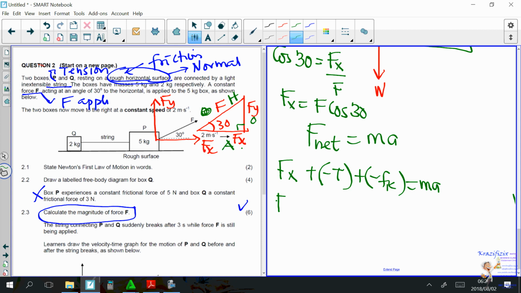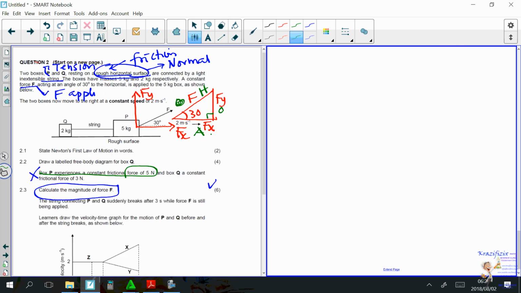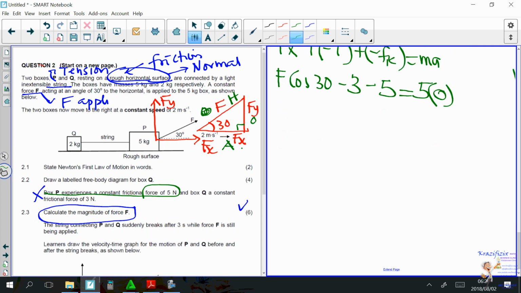What's my tension? Negative 3. What's my friction? Negative what? 5. We're given that in the question, if you remember. It says block P experiences a frictional force of what? 5. And that is equal to, what is the mass here? 5. And acceleration, constant velocity or constant speed, 0. Let's solve this together now. What are we going to have?